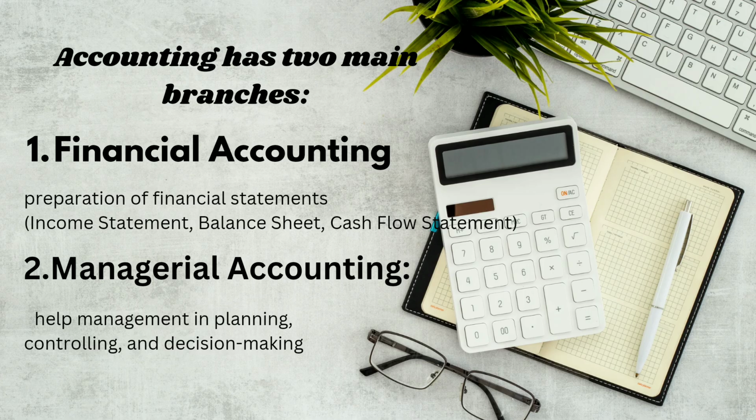Accounting has two main branches. They are financial accounting and managerial accounting. Financial accounting, which focuses on the preparation of financial statements like the income statement, balance sheet, and cash flow statement, is known as financial accounting. And managerial accounting, which provides internal reports and analysis to help management in planning, controlling, and decision making processes within the organization, is called managerial accounting.